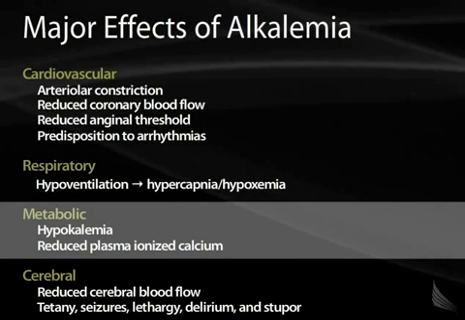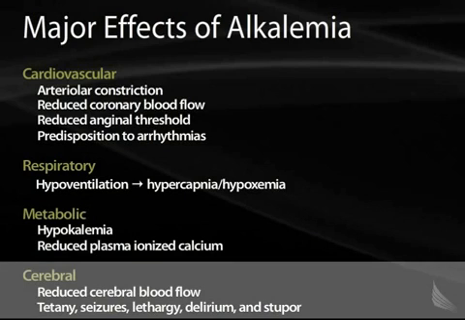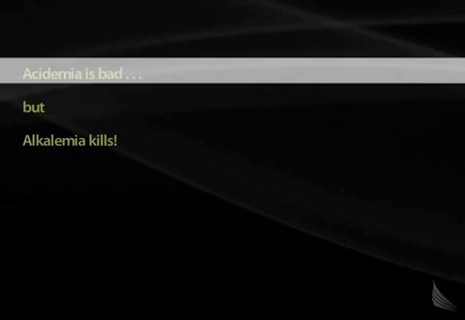Hypokalemia and reduced plasma ionized calcium concentration are the major metabolic effects of alkalemia. There are also effects in the central nervous system, including reduced cerebral blood flow. Also, tetany, seizures, and, in extreme forms, lethargy, delirium, and stupor can occur in the setting of alkalemia. While acidemia is often clinically encountered and considered bad, alkalemia is no better and often has the same deleterious effect on normal physiology. Alkalemia, just like acidemia, can lead to rapid deterioration of physiology and eventual death.